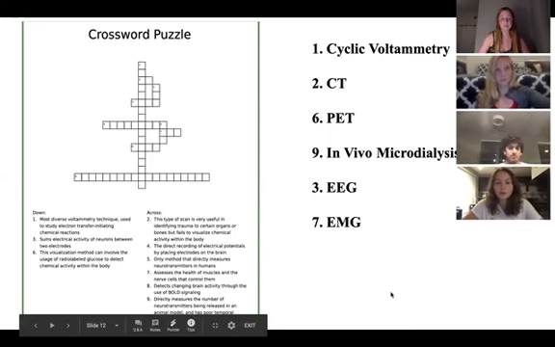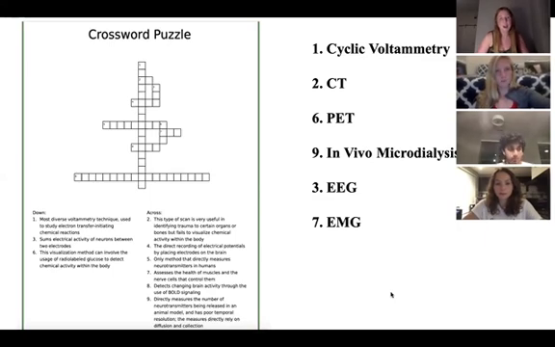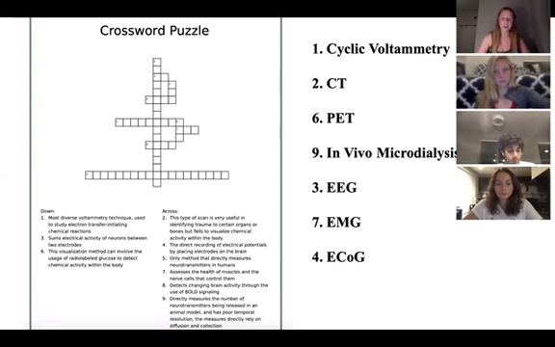Which method directly records electrical potentials by placing electrodes on the brain? Eliana, for number 4, the correct answer is ECOG. An electrocorticogram directly records electrical potentials associated with brain activity from the cerebral cortex. Unlike the EEG, which monitors the electrical activity from outside the skull, in the ECOG, electrodes are placed directly on the exposed brain. That makes sense now.